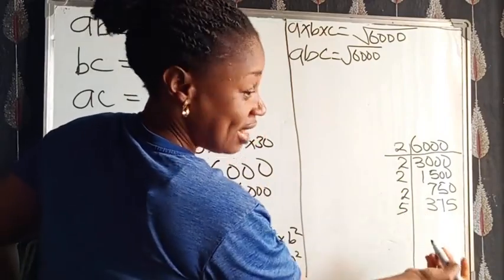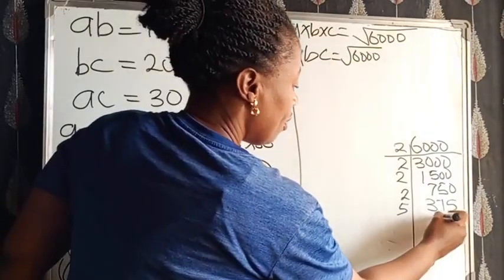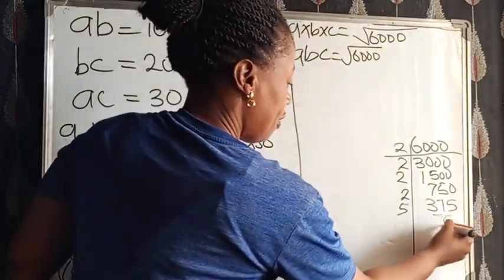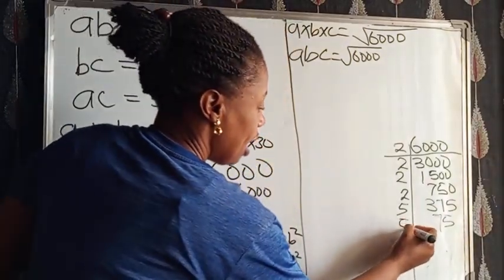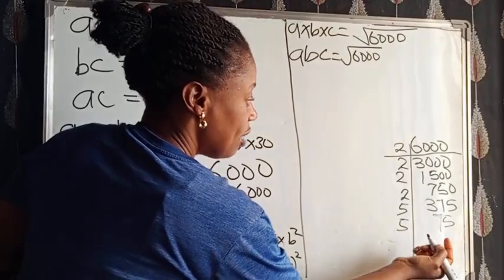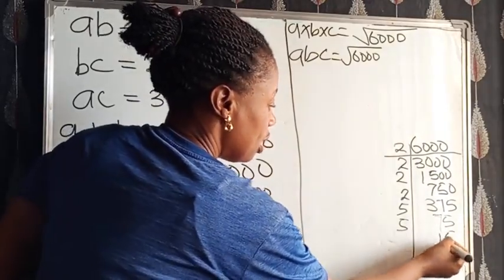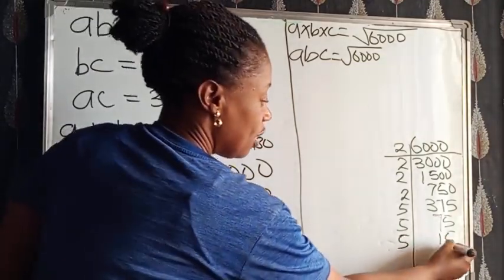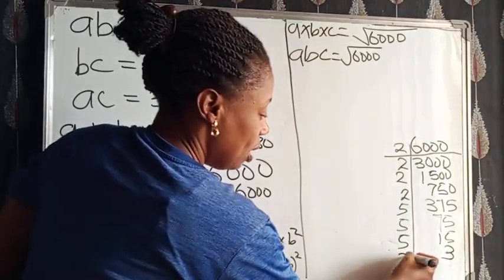How many 5s are in 30? 7 remainder 2. How many 5s are in 25? That's 5. So 5 can still divide. How many 5s are in 75? It's going to be 15. And then 5 can still divide again. How many 5s are in 15? 3. And then 3 will divide 3.